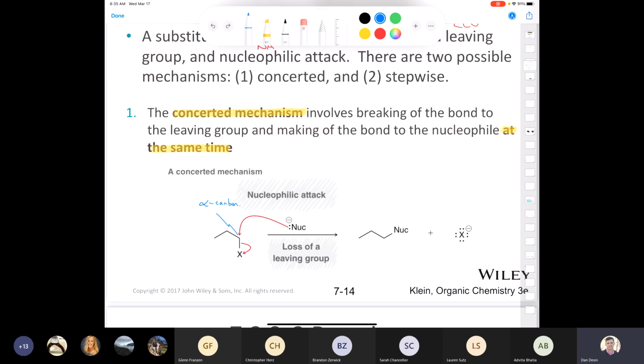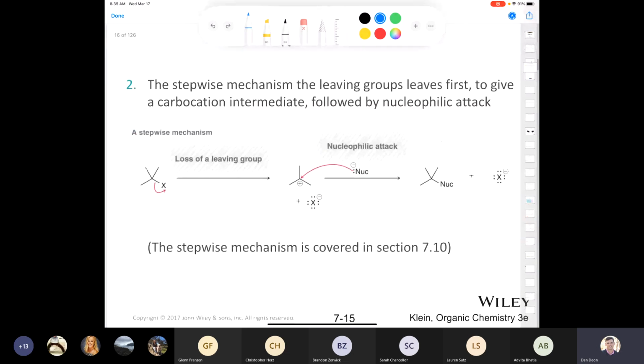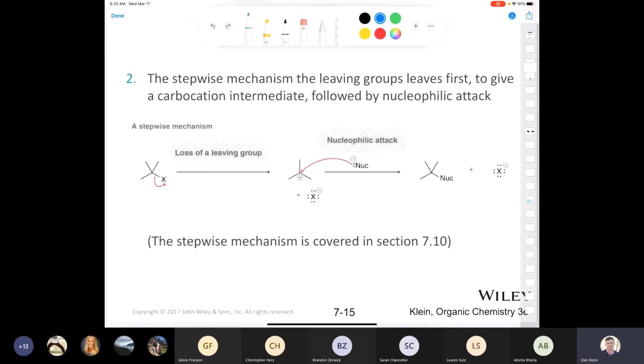Now, we can have a situation where they occur one at a time, which we call a stepwise mechanism, which is just a fancier way of saying one at a time. A stepwise mechanism shows the loss of leaving group occurring first, and then you end up with a carbocation. If the leaving group just leaves as a halide, you're going to be left over with a positive charge. So you're left over with a carbocation. This is one dandy electrophile, isn't it, my friends? This is a really good electrophile.